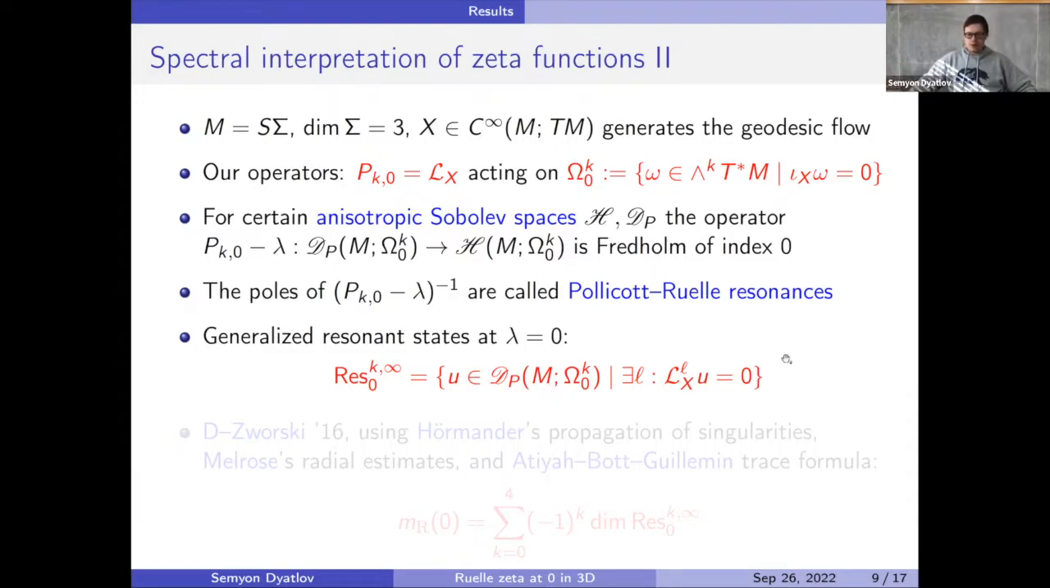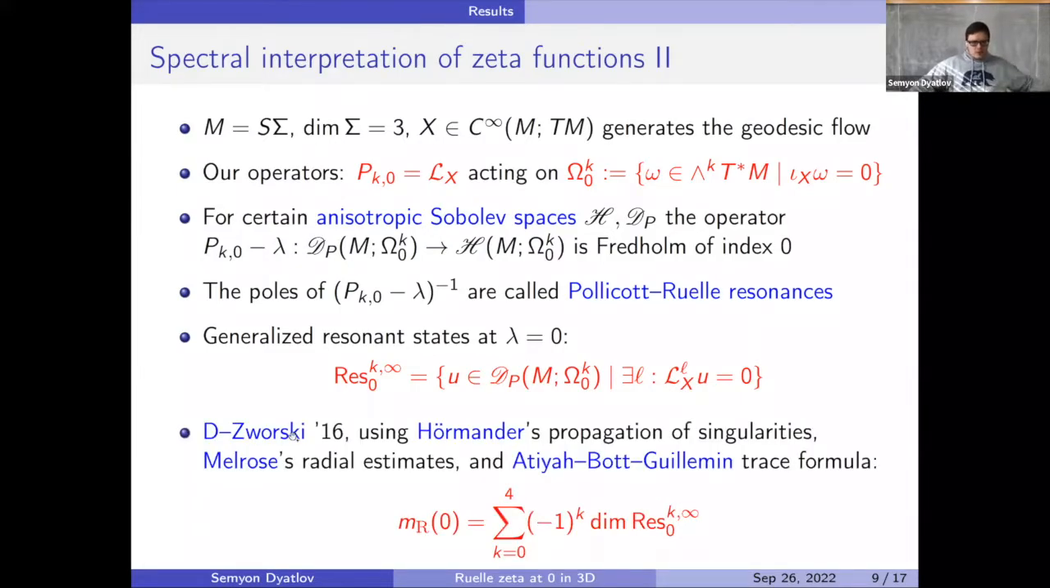And well, you need some power of the Lie derivative to kill that, and it has to be in the domain of the operator, which I'll specify a little bit more later. And so what we did with Dvorsky is we showed that we basically executed the strategy that I described before with a characteristic polynomial formally strategy, and showed that the order of vanishing of the Ruelle zeta function at 0 is an alternating sum of the dimensions of these spaces of generalized resonance states.